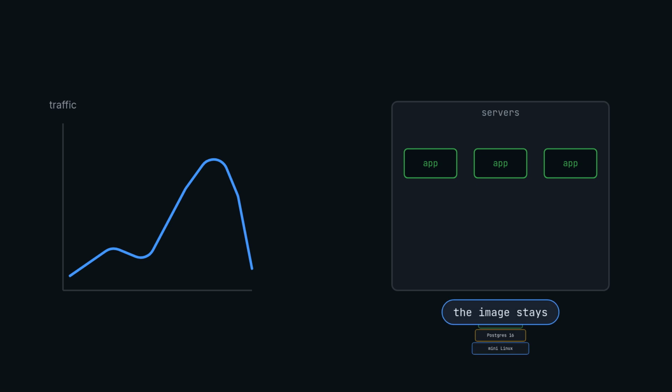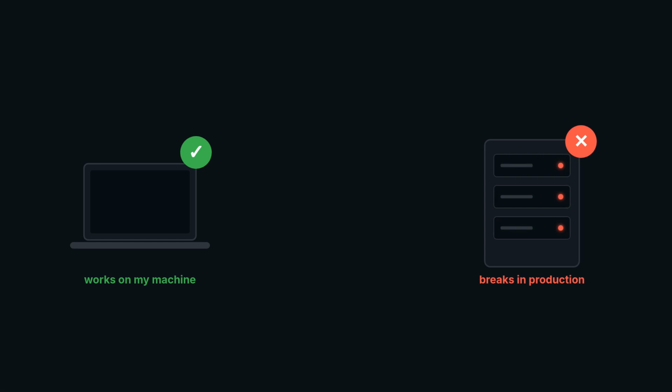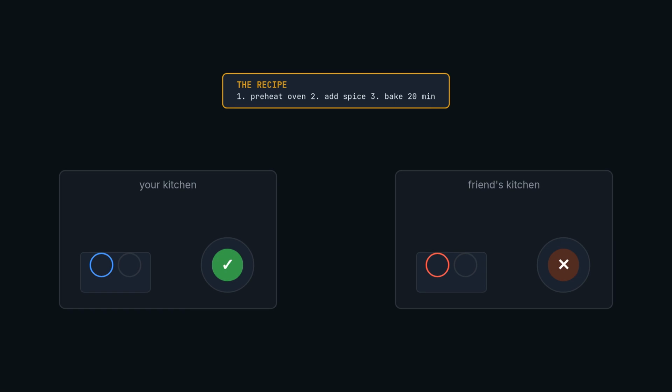The image travels. Here's the payoff. You've heard, works on my machine, breaks in production. That bug exists because your laptop and the server are different machines. Different library versions, different configs. It's like a recipe that comes out perfect in your kitchen and fails in your friend's. The oven runs hot. They're missing one spice. Same instructions, different kitchen, different result.